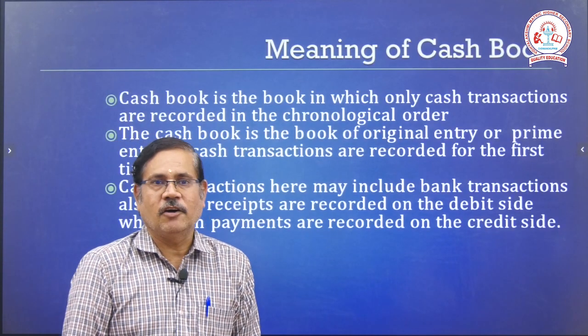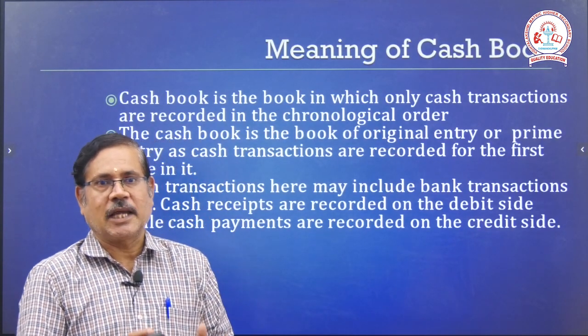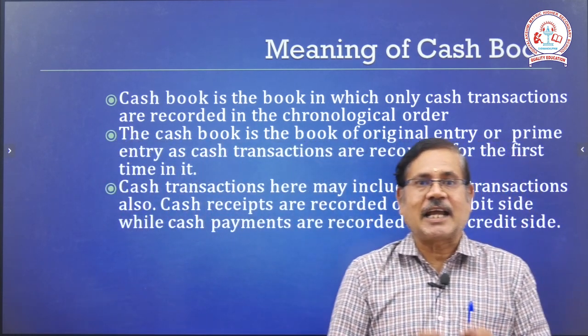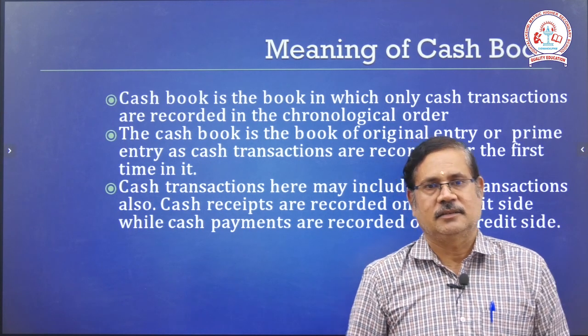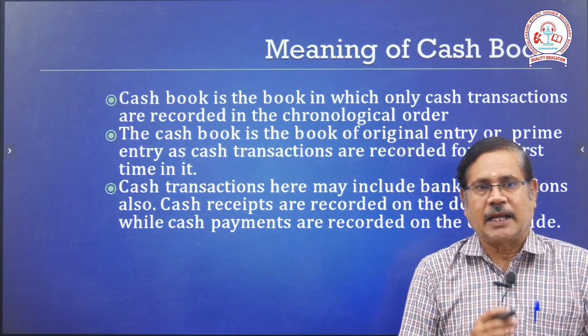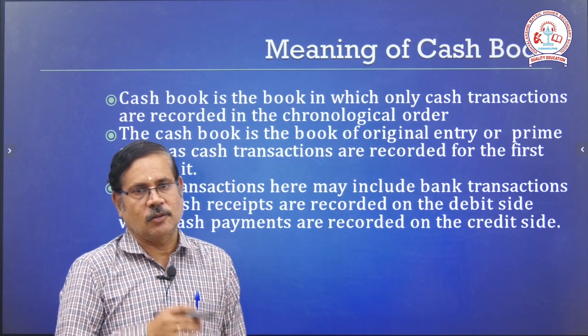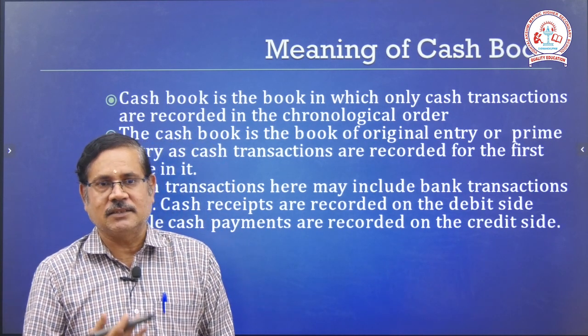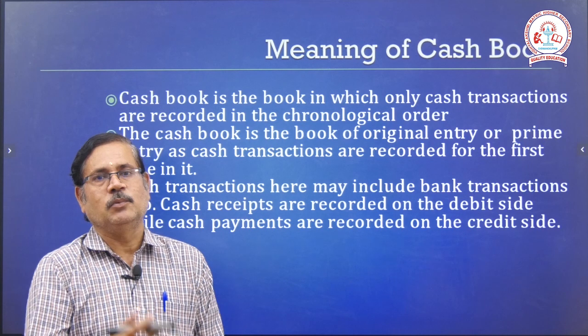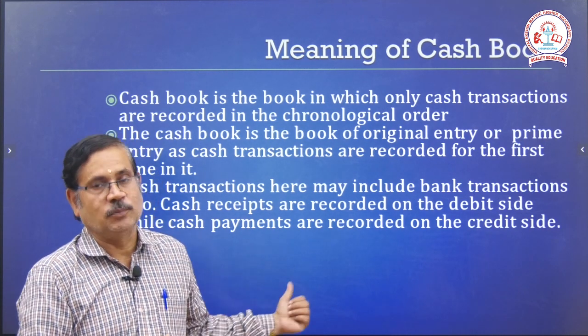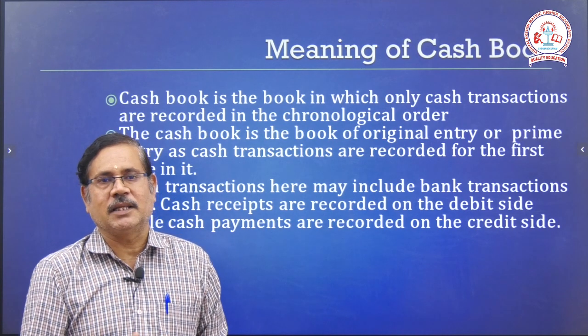Meaning of cash book. What is meant by cash book? Cash book is a book in which only the cash transactions are recorded, in chronological order. What is meant by chronological order? Chronological order means the day to day activities are recorded in our books. The cash transaction is recorded for the first time in this book, so it is also called the primary cash book.